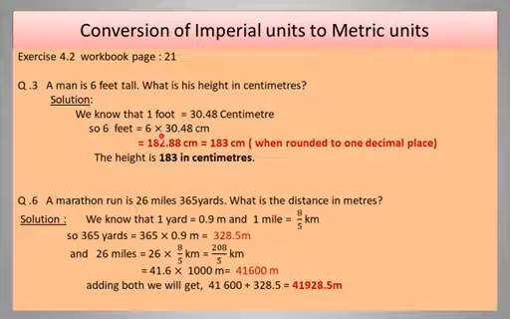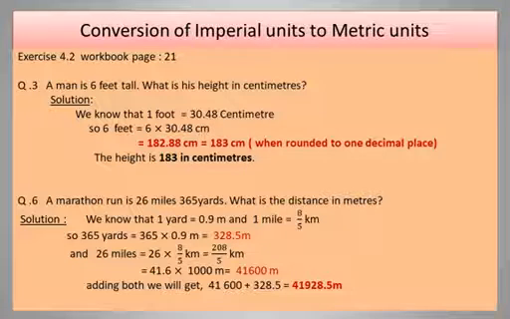6 feet equals 6 into 30.48 centimeter, because 1 foot equals 30.48 centimeter. So 6 into 30.48 you will get 182.88. Okay, then 183 rounded to the whole number. Okay, so the height is 183 in centimeters. You have to multiply and check it.